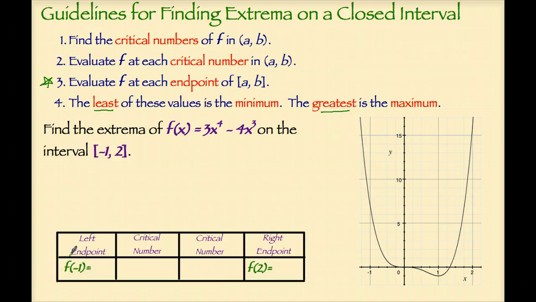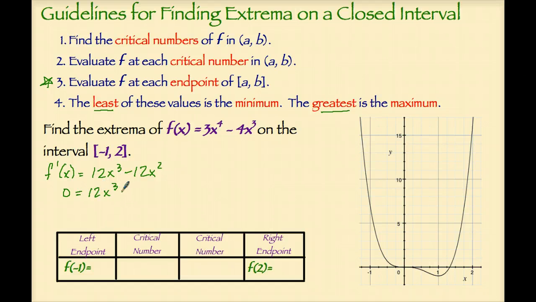We're definitely going to want the function value at the endpoints of the interval, -1 and 2, so I have added those to our table already. We're going to need the first derivative of this function in order to find our critical numbers. Therefore, f prime of x is equal to 12x cubed minus 12x squared. You can see that this derivative is not undefined anywhere, so let's find out where it's equal to 0.